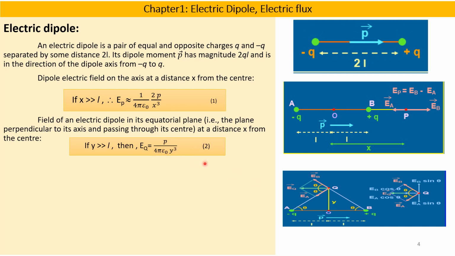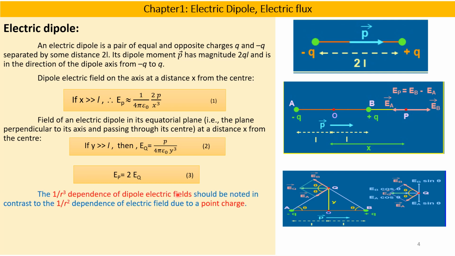Here y is the distance, EQ is the electric field due to dipole, and P is the dipole moment, and y is the distance. 4 pi epsilon naught are constant as described earlier. Let it be equation 2. So if you compare equation 1 and 2, you will get EP is equal to 2 times EQ.